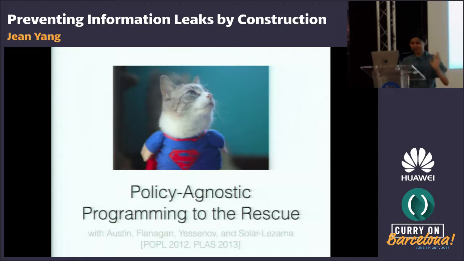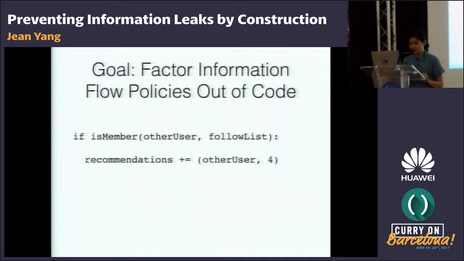So, right, bear with me in this part. But the goal here really is to factor out information flow policies from the code. So what we want is to allow programmers to implement their recommendation algorithms just as these functions, where we have code like if is member, other user follow list, we add the other user to the recommendations algorithm. We don't have to worry about implicit flows. We don't have to worry about what the policy is on other user. We can just implement search functionality, recommendation algorithm functionality, all kinds of other functionality without worrying about the policies.